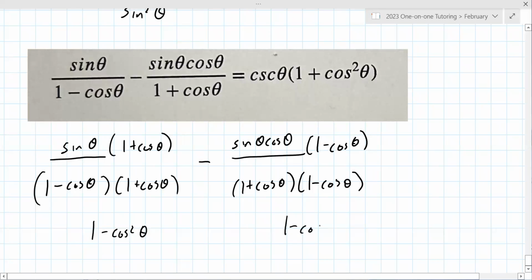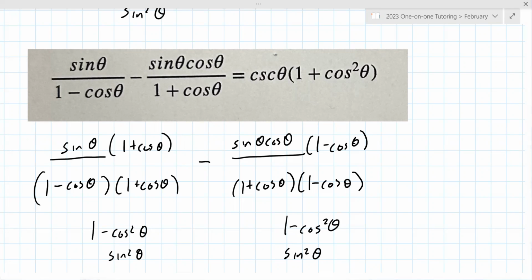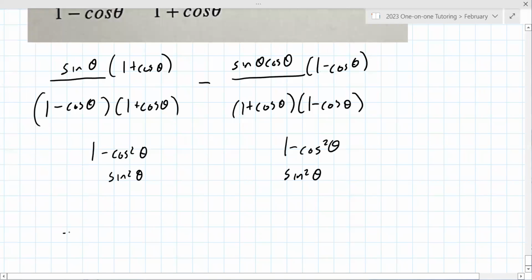This is the bottom. And if you furthermore recognize that that's really sine squared theta, you're so much further along here when you're doing these problems. Is that okay for the moment? Okay. So if you're okay with making that leap, the bottoms become sine squared theta, sine theta times 1 plus cosine theta.